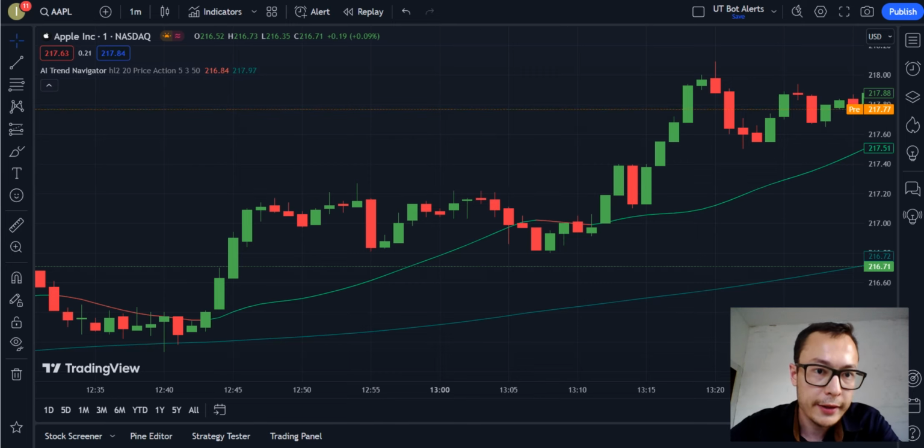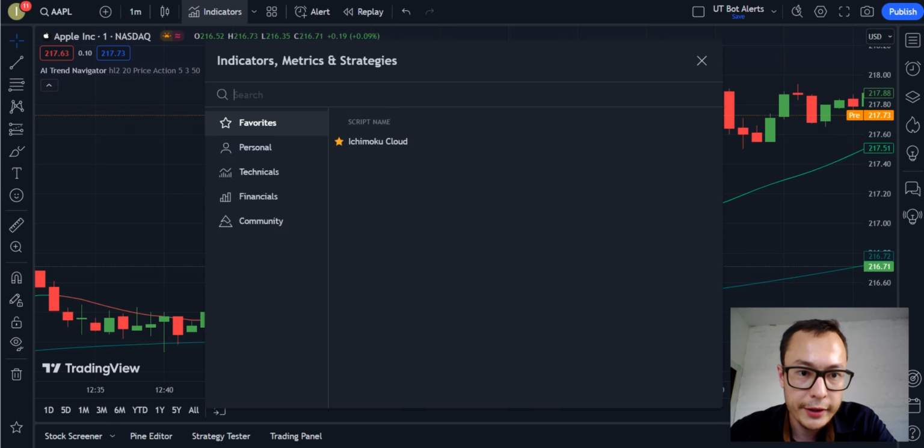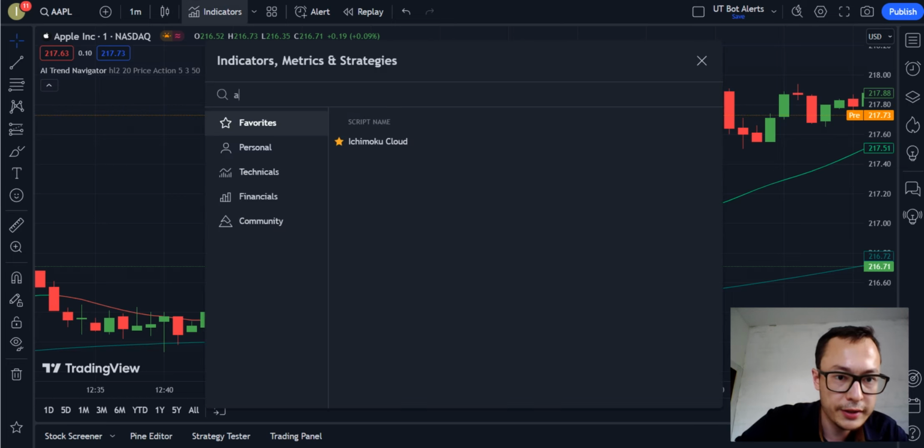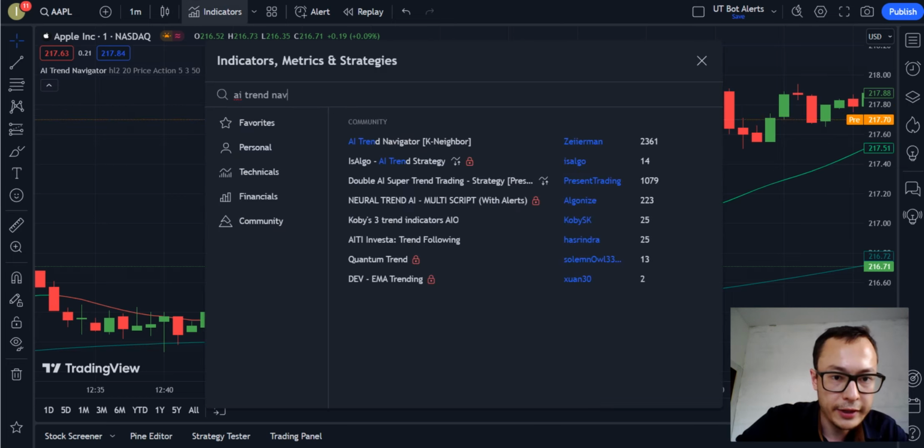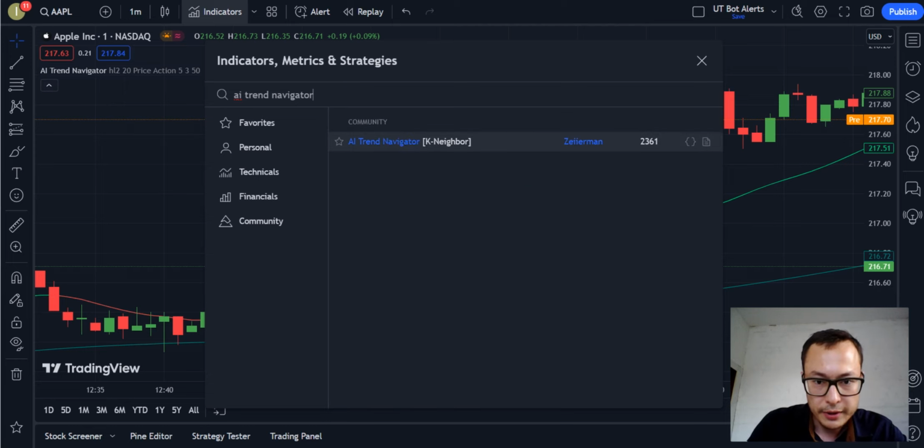So to get this indicator, we would click on indicators over here and we would type the name of it, which is AI Trend Navigator, and it comes up here. It is by Xiamen. We would click it and it would come up.